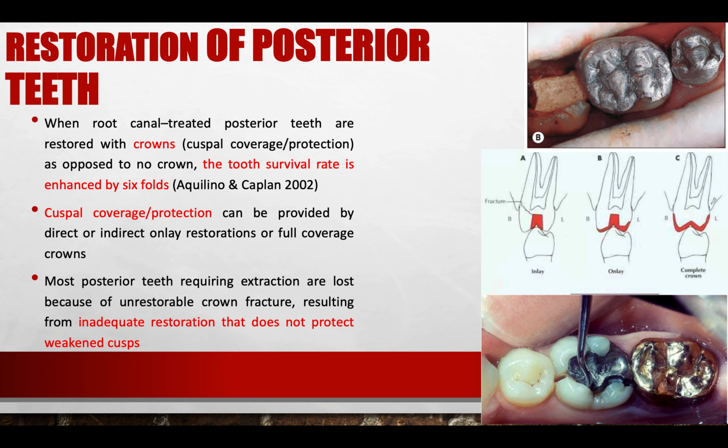Cuspal coverage doesn't always mean a crown restoration. It may mean an onlay that's done by direct composite or amalgam, or an indirect onlay that is done from porcelain or metal in the lab. So cuspal coverage is very important to strengthen and to protect the weakened cusps of posterior teeth following root canal treatment. In this photograph, you will see an onlay that was made with amalgam. Okay?